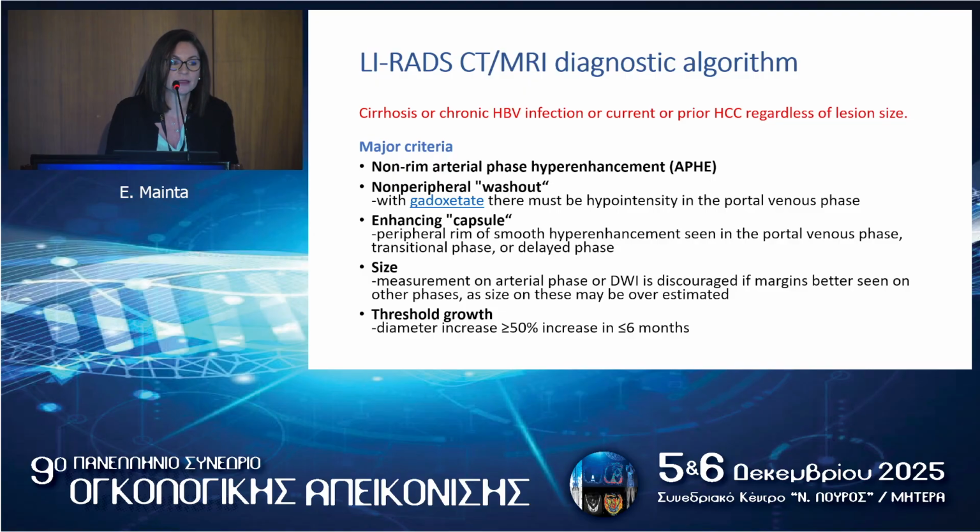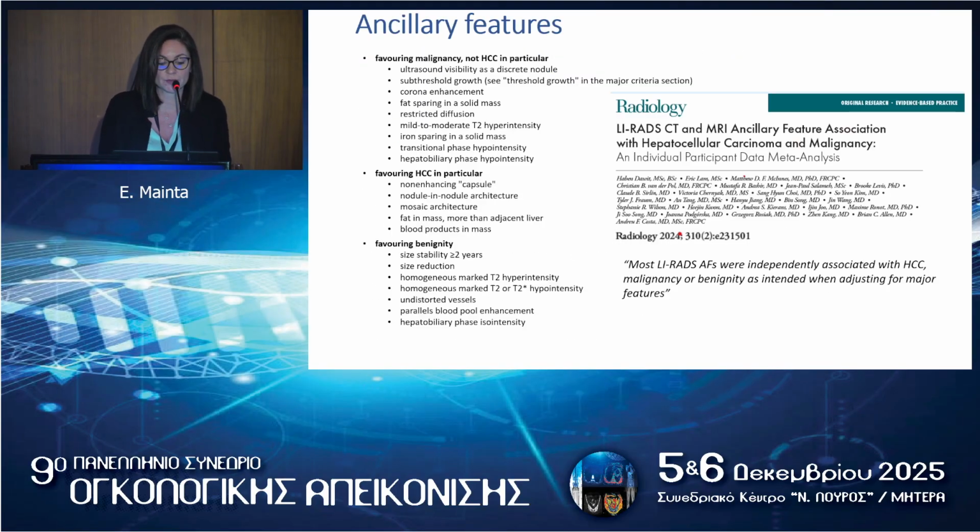lesional size. It includes 5 major criteria: the non-rim arterial phase hyperenhancement, the non-peripheral washout, enhancing capsule, the size and threshold growth. Apologies. There are also ancillary features which either favor malignancy in general, HCC in particular, or not HCC in particular, and ancillary features favoring benignity.